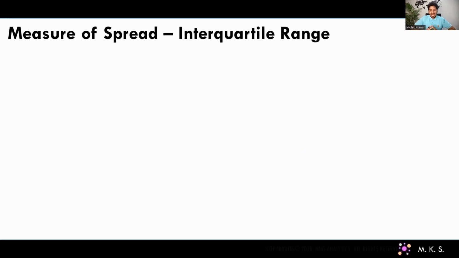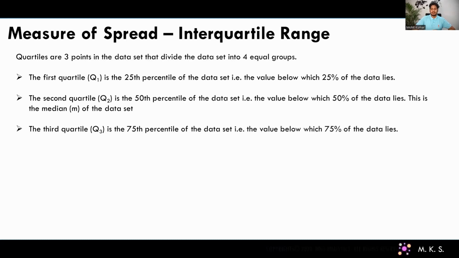Now the last measure from measures of spread is the interquartile range. This is pretty interesting, guys, and we will be using it throughout statistics. Remember this. All the measures we are discussing are very important, and throughout this video series I am going to use them. Before going into the interquartile range, we first need to understand what a quartile is.